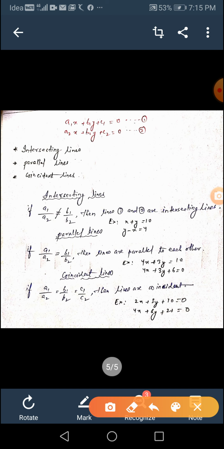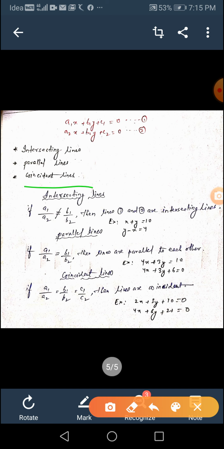If two straight lines are given, then how to know whether those straight lines are intersecting lines, parallel lines, or coincident lines. Intersecting lines are those lines which intersect at a point. Parallel lines are those lines which never meet, they are parallel to each other. And the third one is coincident lines.